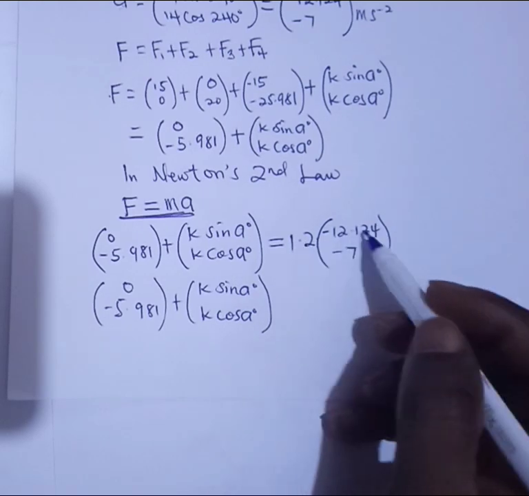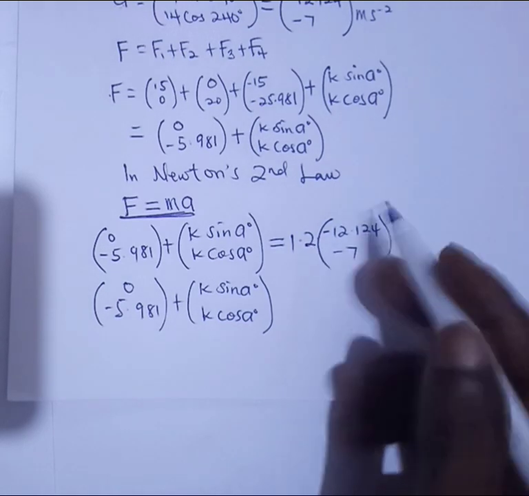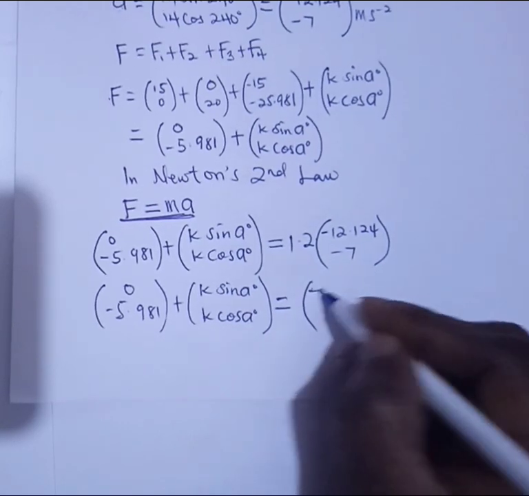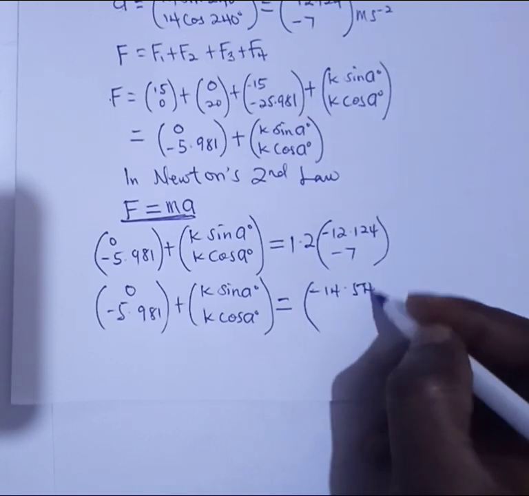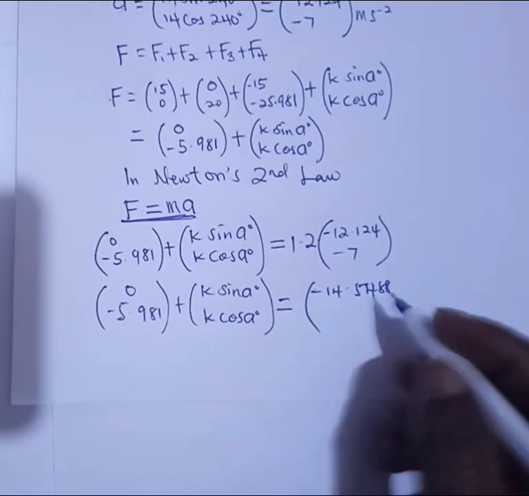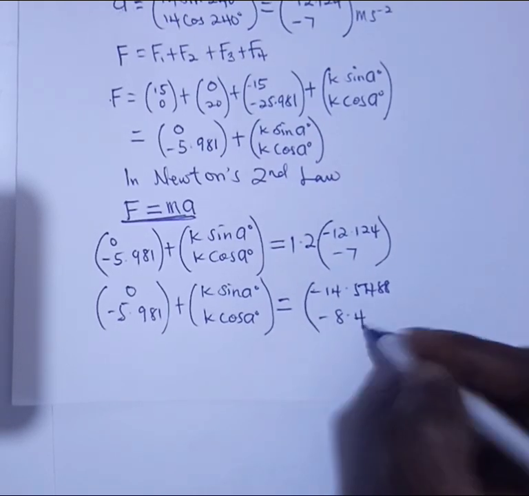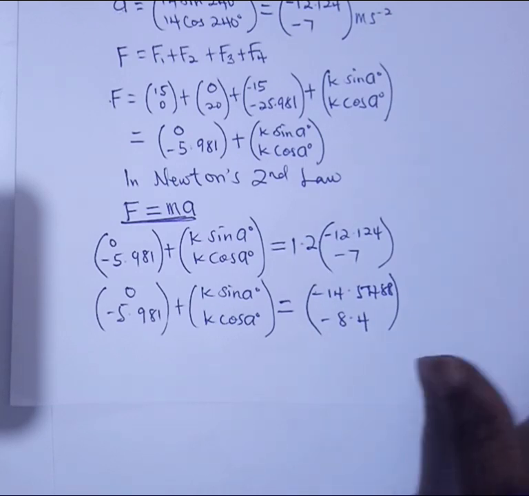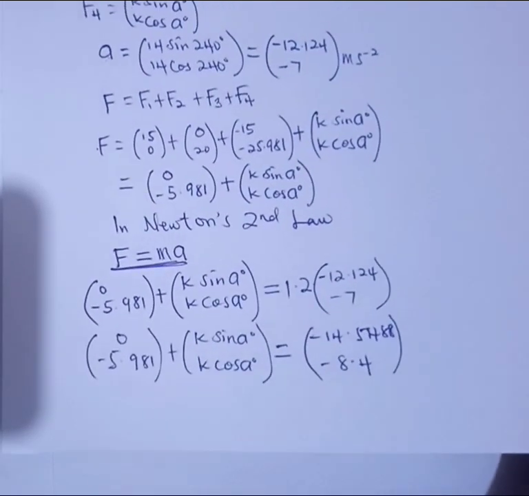Good. So let's multiply this. 1.2 times all this. So we are getting negative 14.5488, and then the down one here we are getting negative 8.4. Good. So this is what we are getting. All right. Okay. So let's continue.